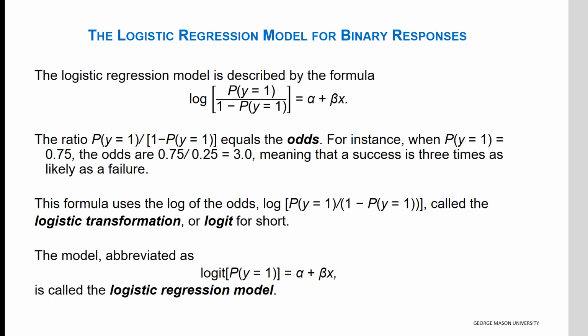This formula uses the log of the odds, and we call it the logistic transformation, or logit for short. The model can be abbreviated as logit of the probability of y equals 1 equals alpha plus beta x, and we call it the logistic regression model.